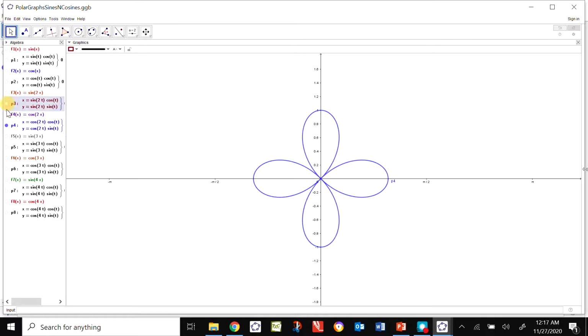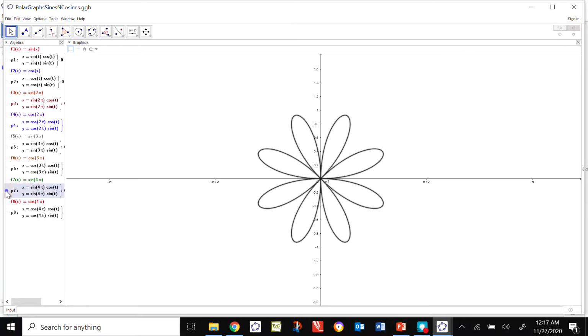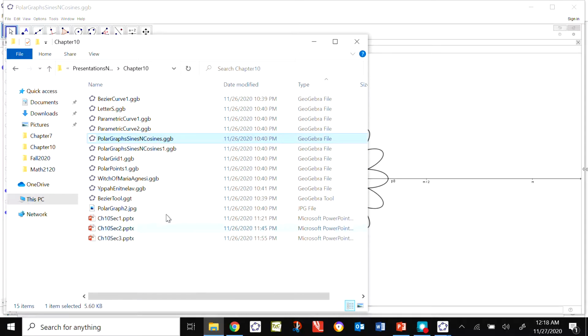All right, few more. What if we have sine of 3 theta? Well, that has only 3 lobes. Cosine of 3 theta? I'm sure you guessed it. Yep, 3 lobes like that. Sine of 4 theta has 8 lobes. Cosine will also have 8 lobes. Okay, so you can play around with this. That's the beauty of it. Dang, that looks pretty, right?